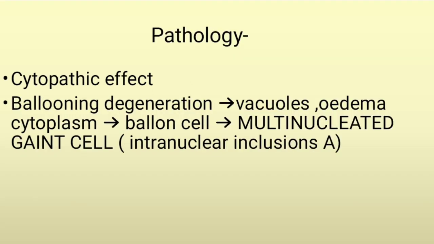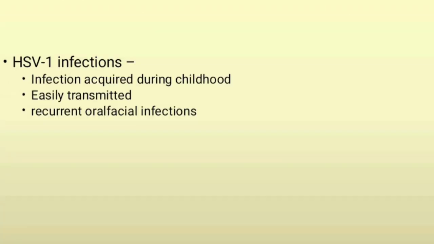Pathology of infection is cytopathic degeneration of keratinocytes, which is mainly ballooning degeneration, leading to multiple vacuole formation and edema of the cytoplasm, leading to formation of a balloon cell, which again fuses to form a multinucleated giant cell, which has multiple intranuclear inclusion bodies, mainly of Cowdry A type. Coming to HSV1 infections, most are acquired during childhood and are easily transmitted and cause recurrent orofacial infections.